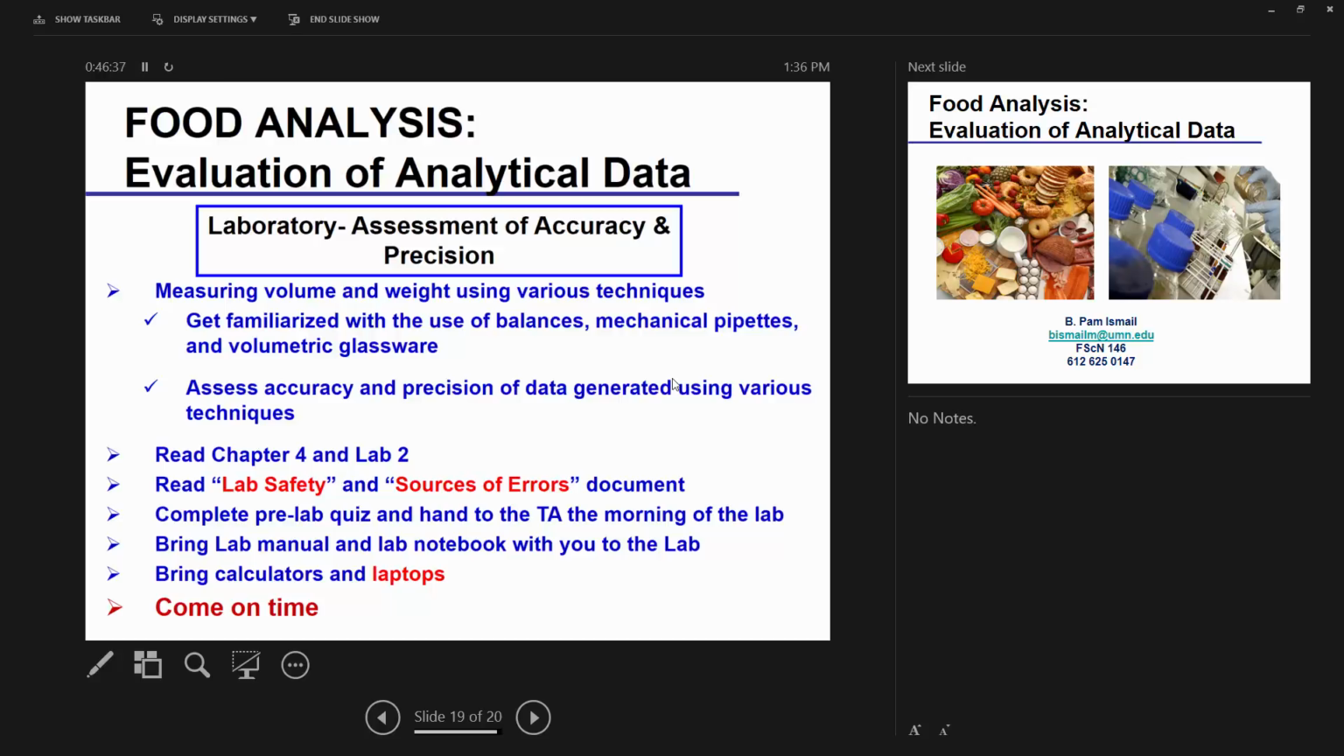Of course, don't forget, bring your lab manual, notebook. If you don't have the lab manual, if you have your laptop, then you can access it online. You need your laptops next week. Please bring it with you, because we're going to do calculations in the lab. We're going to discuss the data in the lab, so that will save a lot for you later on when you're preparing your lab report. And come on time, obviously.